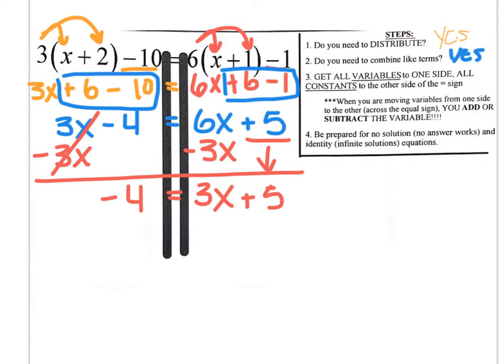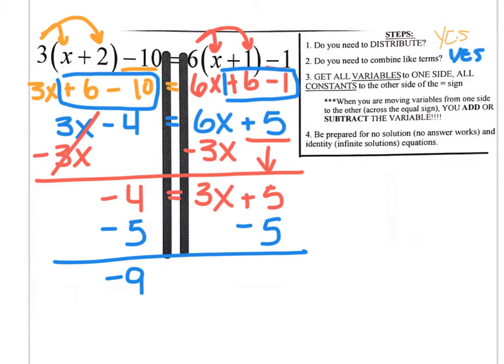Okay, now I need to get my constants to the other side. So I'm going to move this 5 to the other side. So I'm going to subtract 5 from both sides. Negative 4 minus 5 gives me a negative 9. Remember, same signs, add them up. We haven't used that 3x, so that's going to come down. And our positive 5 and our negative 5 cancel each other out.